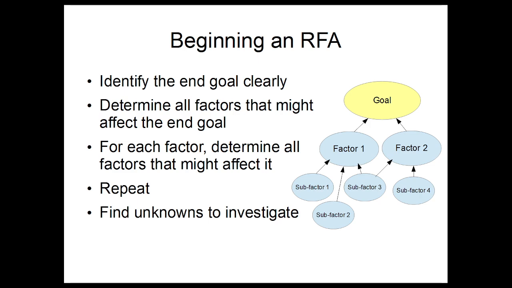So the first thing you need to do is make sure that you identify the end goal clearly. You don't want something vague, you don't want to be wandering around pursuing something that you don't know what it is. You want to have a clear end goal. And then once you have that goal, what you have to do next is try and determine all of the factors that might affect that end goal.